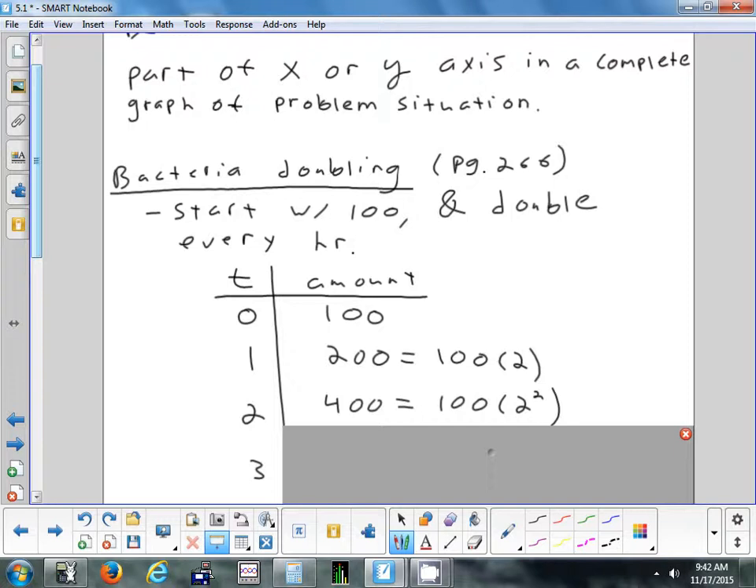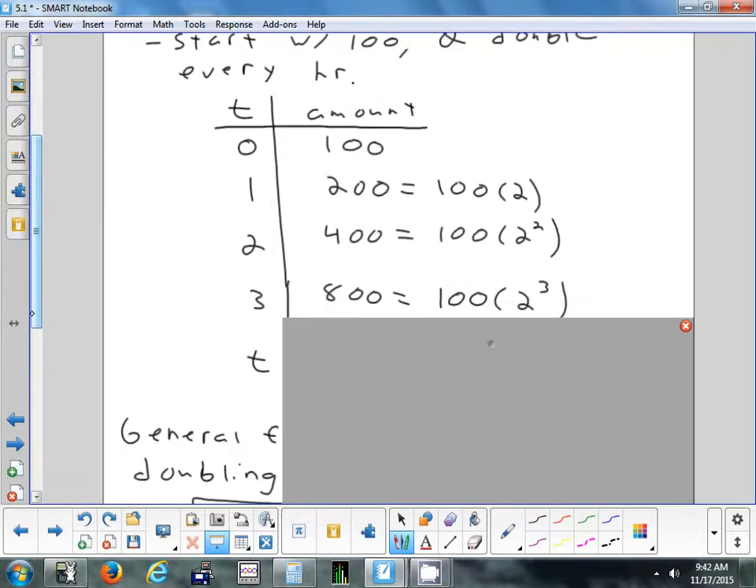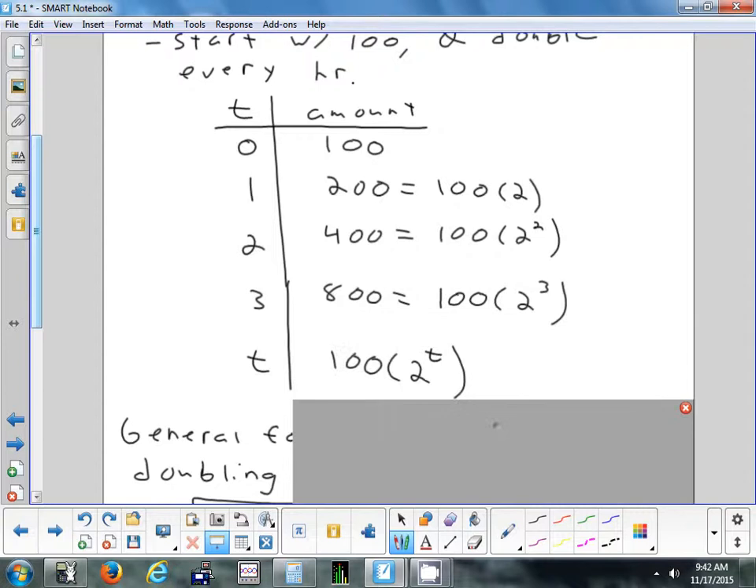How about after 3 hours? 800. Again, I want you to think of that as 100 times 2 cubed, which is 8. It's 100 times 8. Notice the exponent, and notice the hour. So how about after t hours? What do you think the formula would be? 100 times what? 100 times 2 to the t.